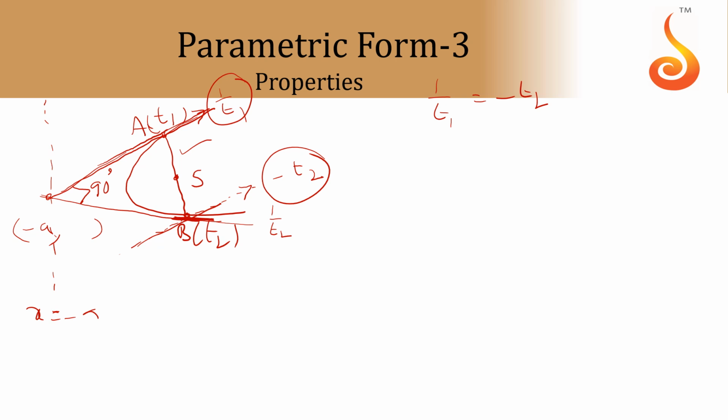Now you have some more properties, like if the normal at t meets the parabola again, it meets at a parameter. What is that parameter? Minus t minus 2 by t.